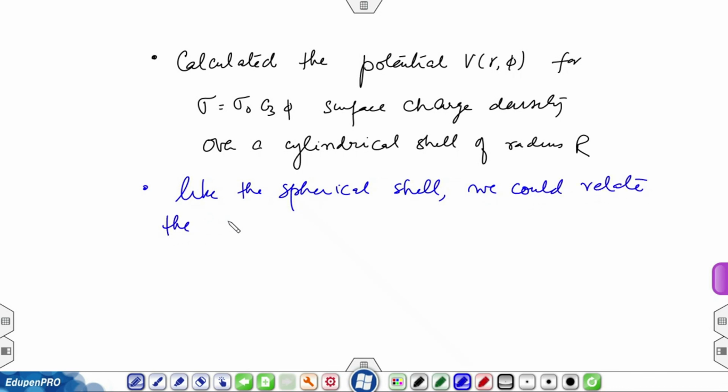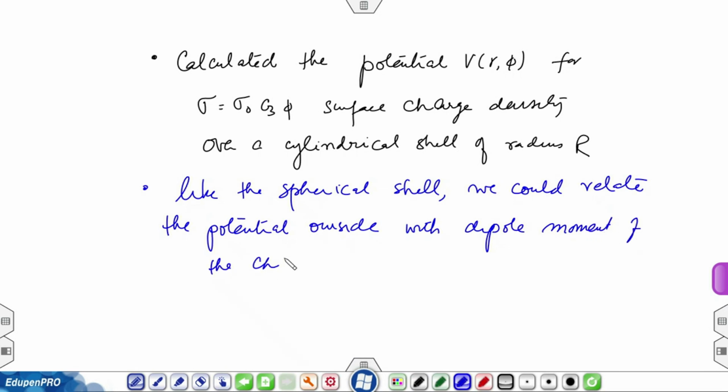relate the potential outside with the dipole moment of the charge distribution. In the next part of the lecture, I am going to now physically interpret this whole derivation that we have done for the spherical shell and the cylindrical shell through Gauss's law. Thank you.